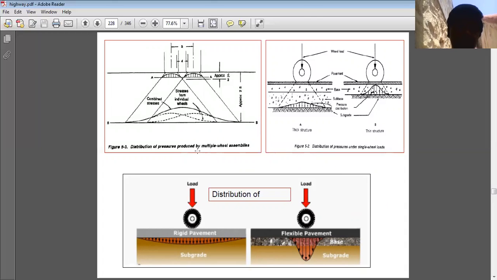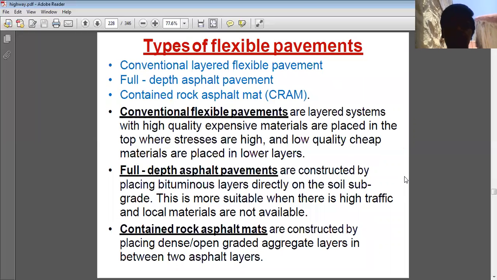A diagram shows the distribution of pressure by multiple wheels and distribution of pressure by a single wheel. Example: wheel load, base, sub-base, pressure distribution, subgrade. Thick structure, thin structure. This is the pavement material. These are the wheel loads, different wheel loads. Combined stresses from individual wheels. Distribution of load approximately d by 2. There are some diagrams of the distribution of load.